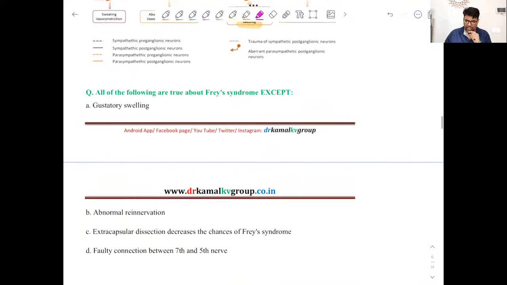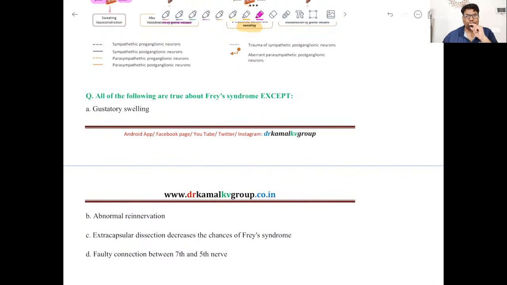So this is Frey syndrome. Now I have just kept one more question on Frey syndrome, and let me strengthen your concept of Frey syndrome. So let me see whether you can answer this or not. And now here you have to answer in except. So you have to tell me what option is wrong here. And let me correct, this should be gustatory sweating, right?